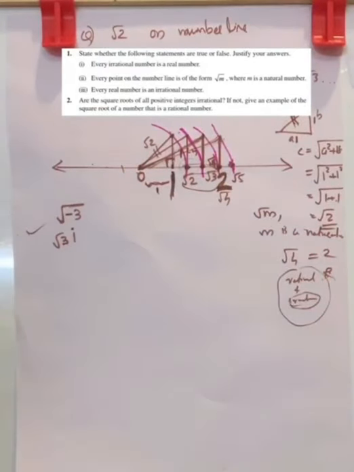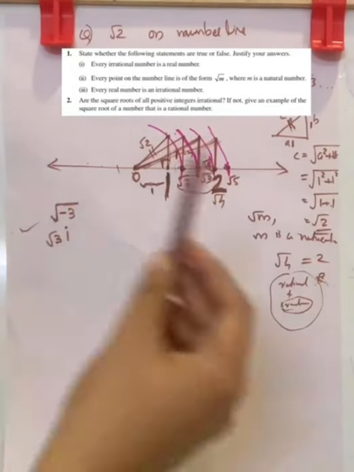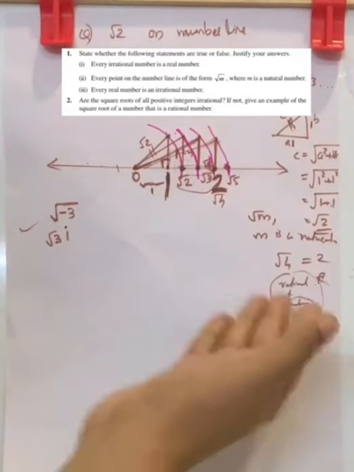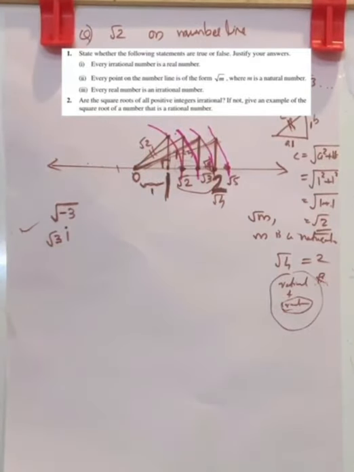Now next, every real number is an irrational number. Is it right? No. Every real number is not an irrational number, because a real number consists of rational numbers also. Then how can you say every real number is an irrational number? So the statement is false.